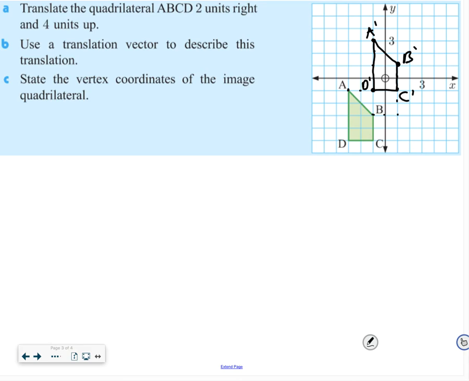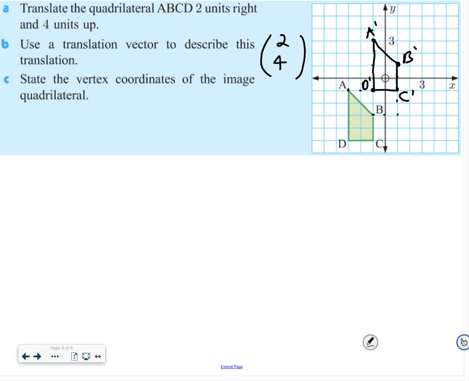If I use a translation vector to describe this translation, I know that I'm going to stack my numbers. This top number is my horizontal translation. 2 to the right is positive. Okay, so that's a 2 on top. Right's positive, and 4 units up, and up is vertical, and since it's up, it's positive as well. So that is our vector.